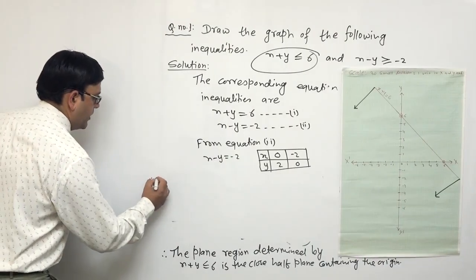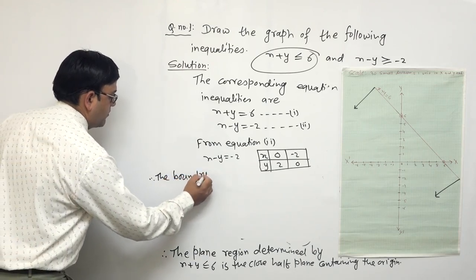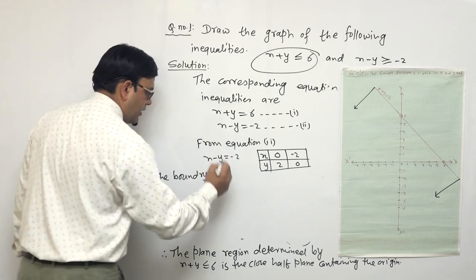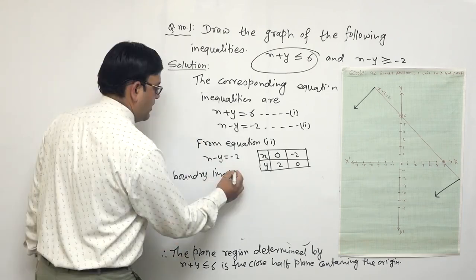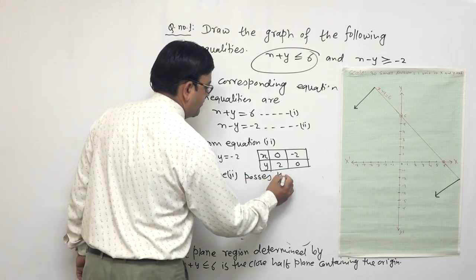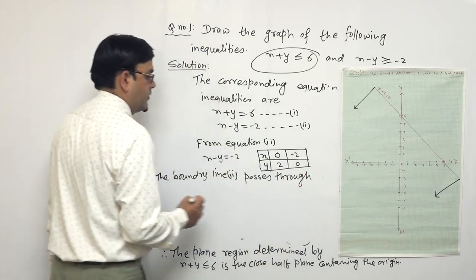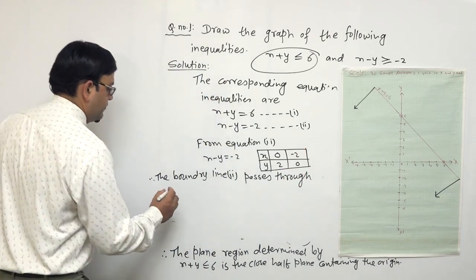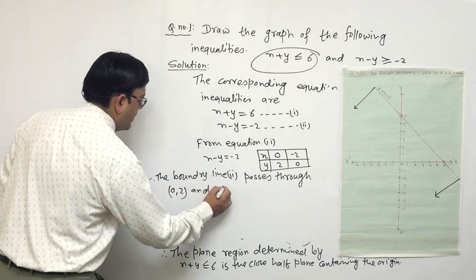Therefore, we can write the boundary line passes through 0, 2 and minus 2, 0.